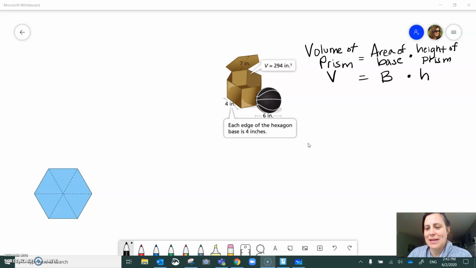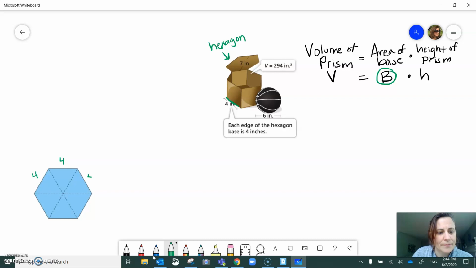Okay, so the base, we're going to talk about this base. So the base that we're dealing with in this figure is actually a hexagon. And I have a hexagon ready right over here. I'm not sure how to grab it and move it, and so I'm not gonna worry about it right now. Okay, so in this figure, this hexagon, regular hexagons are made up of 6 equilateral triangles. So we know that the edge of each triangle is 4 inches. So that's 4 all the way around.